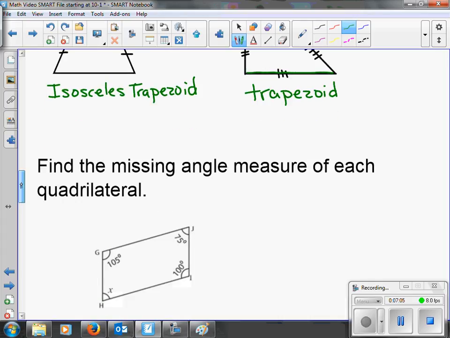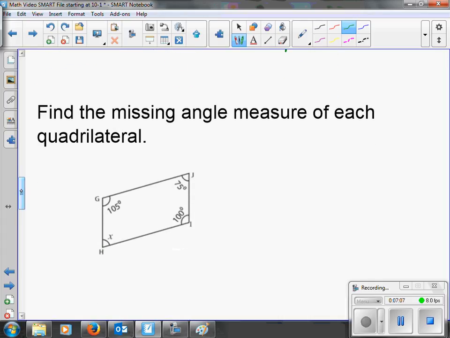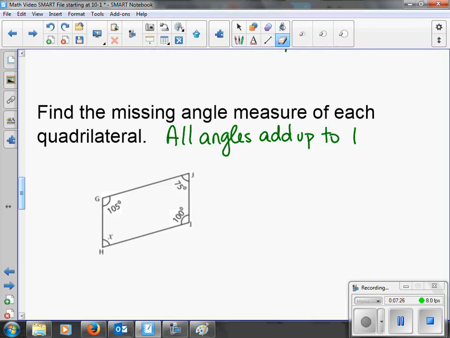Okay, now we're going to find the missing angle of each quadrilateral. Just like triangles, where all the angles add up to 180 degrees, for quadrilaterals, all angles add up to 360 degrees. That's really important to know because we're going to set up our equation, since we're looking for angle H. So we're looking for the measurement of angle H.